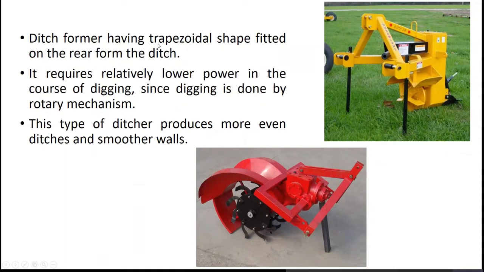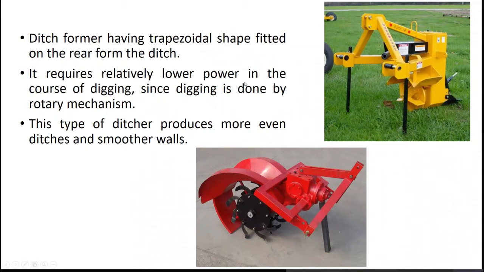This former having trapezoidal shape fitted on the rear forms the ditch. So in this case, this portion is your ditch former on the back side. This will cut the soil and this will give the shape. Here also on the back side there is a ditch former which gives shape to the ditch.